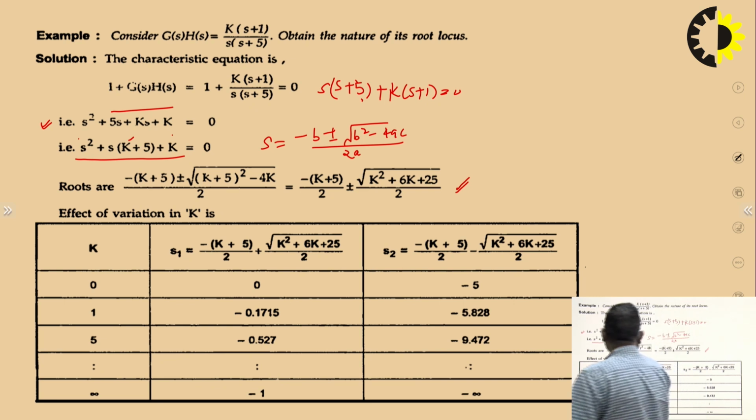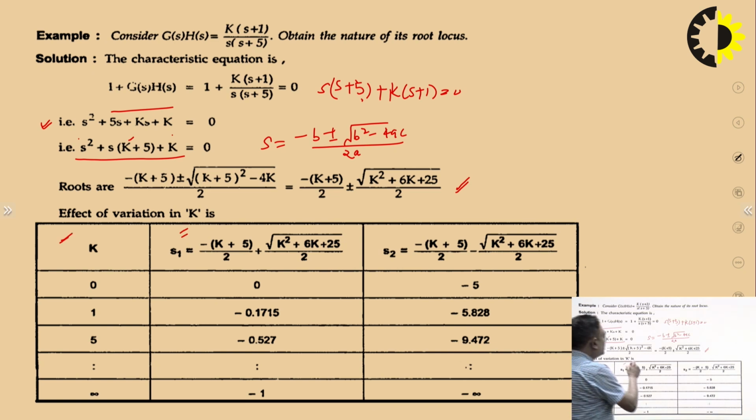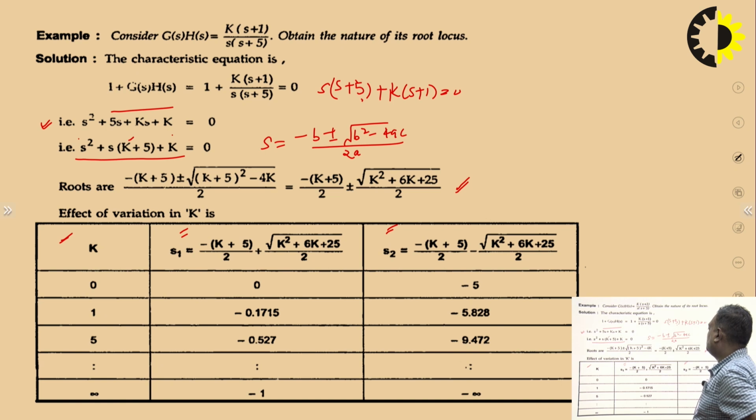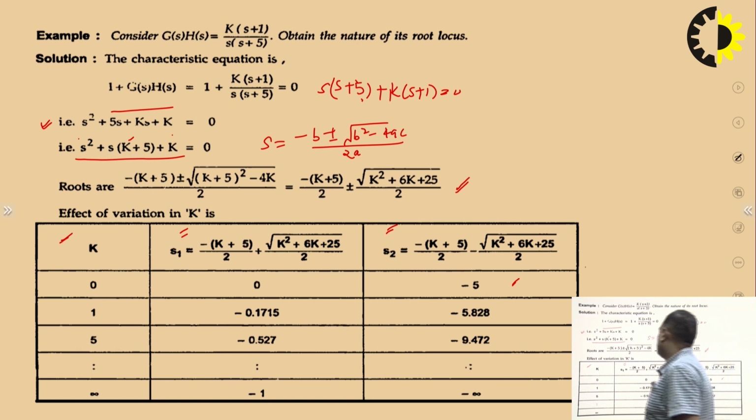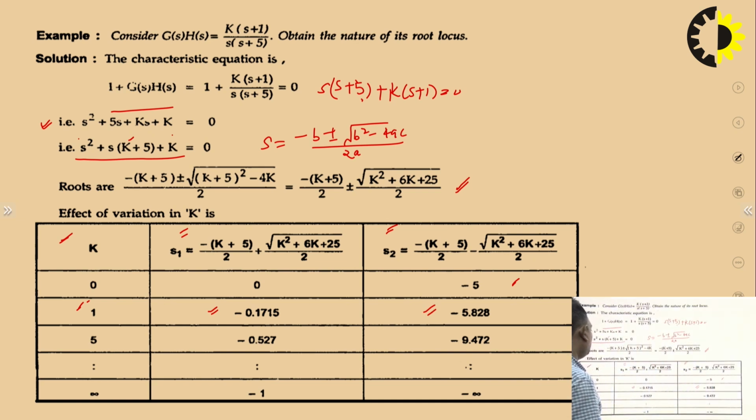Okay. So we have again made the table. This time we have two roots rather than one. So this is the gain k, this is the first root, and this is the second root. Now we will change the value of gain k again from 0 to infinity. At gain k equals 0, when you put this value, the first root will become 0, and the second will become minus 5. At k equals 1, you get s1 equals minus 0.1715, and s2 equals minus 5.828. Similarly for 5 and so on up to infinity, we have found these values.